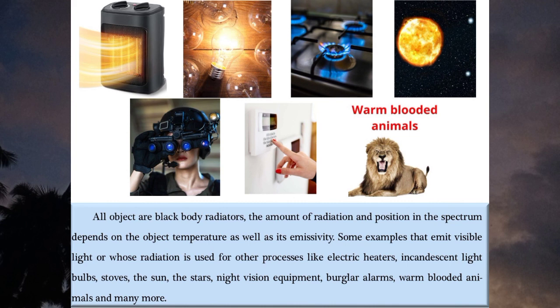Some examples that emit visible light or whose radiation is used for other processes are electric heaters, incandescent light bulbs, stoves, the sun, the stars, night vision equipment, burglar alarms, warm-blooded animals, and many more.